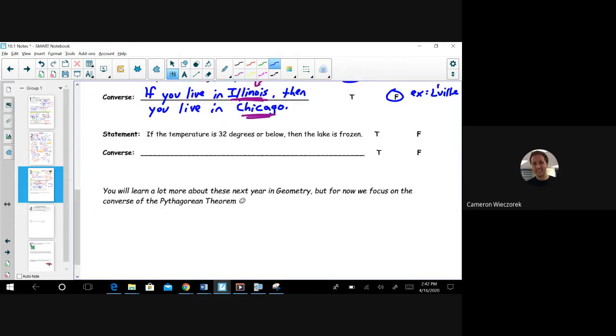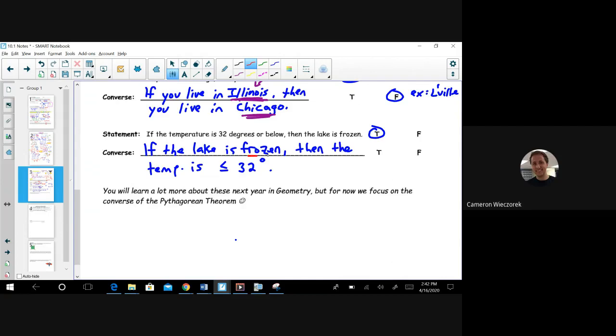Okay. And then a little example. This takes you back to science class. If the temperature is 32 degrees or below, then the lake is frozen. That is the definition of freezing. Freezing point of water is 32 degrees. So if it's 32 or under, it's going to freeze. True. Flip the statement to get the converse. If the lake is frozen, then the temperature is 32 degrees or below. I'm just going to say less than or equal to 32 degrees.